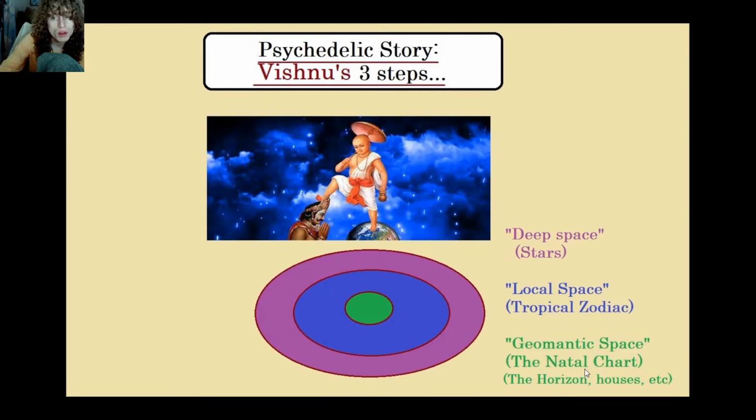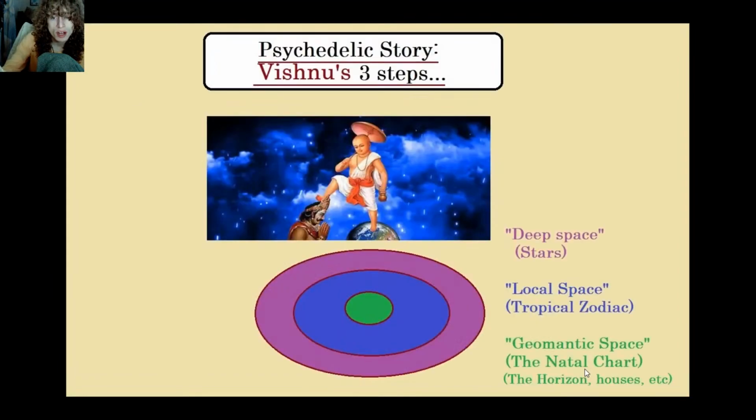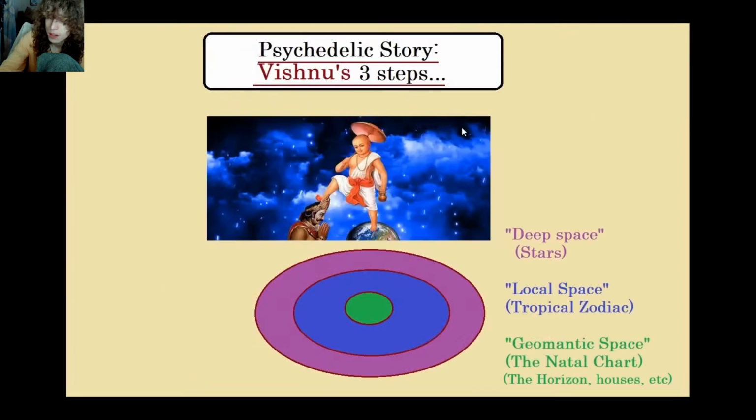Due to something called the precession of the equinox, the tropical rashis are rotating against the backdrop of the stars. About every 2,000 years, the equinox changes to a new sidereal sign, as they say. If you want to hear more about that, check out my other videos on the subject. I've really been doing a lot of work on this subject, and feel free to check it out.